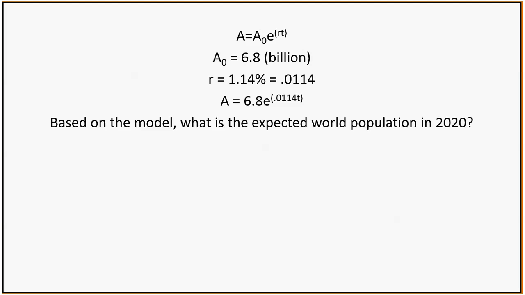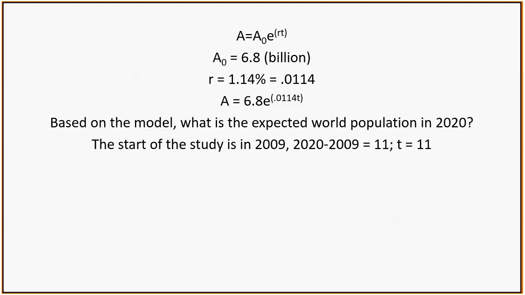Now, based on the model, what would we expect the population to be in 2020? So we know the start of the study is in 2009, so that's where our initial amount comes from. 2020 is 11 years later. So we're going to plug 11 in for t, and we get A equals 6.8 e to the 0.0114 times 11.